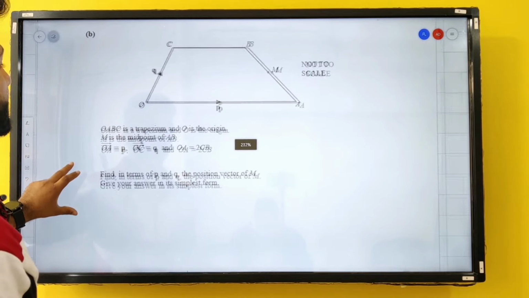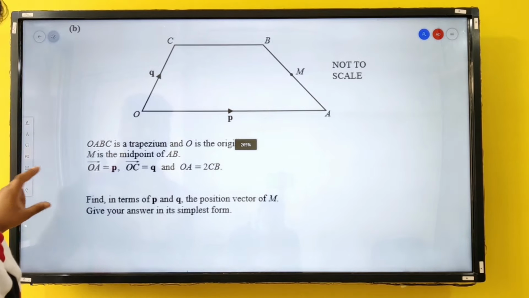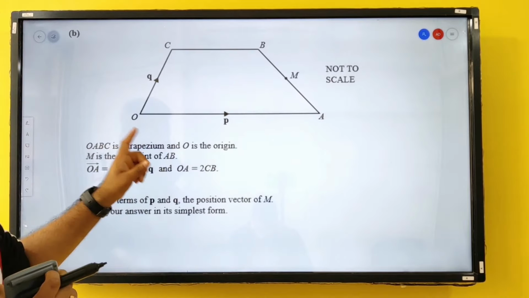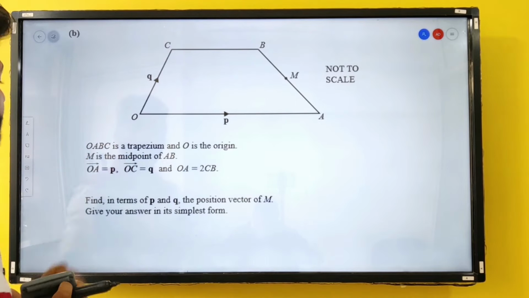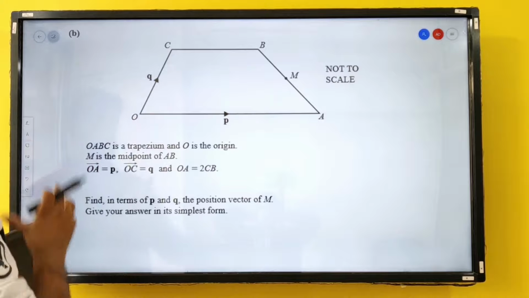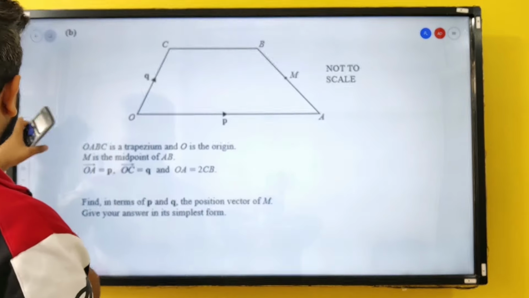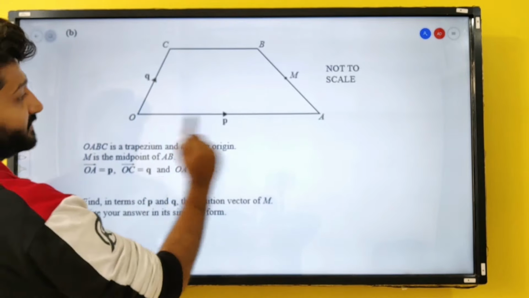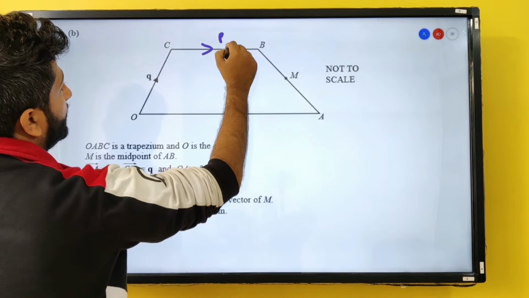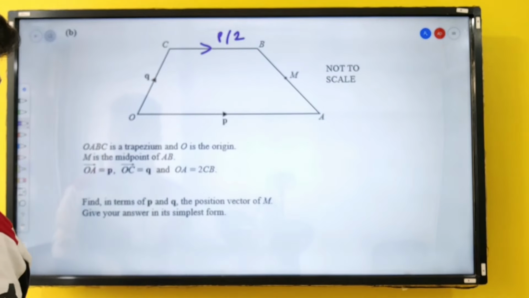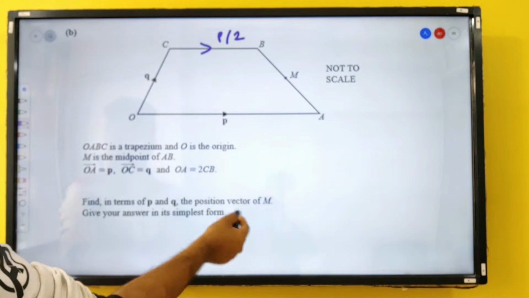OAB is a trapezium and O is the origin. M is the midpoint of AB. OA is P, OC is Q, and OA is twice CB. So if this is P, this is going to be P by 2. Give your answer in terms of P, in the simplest form.